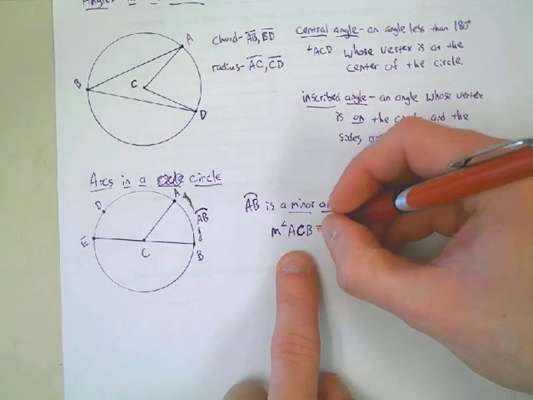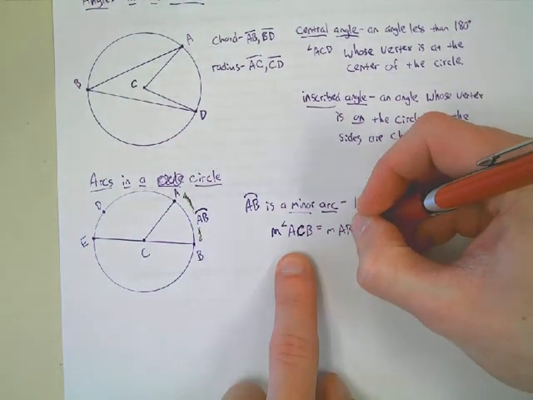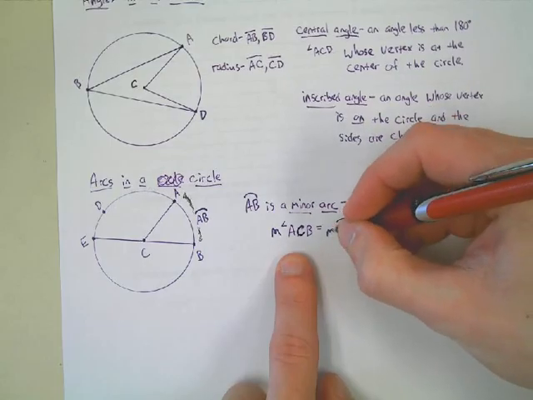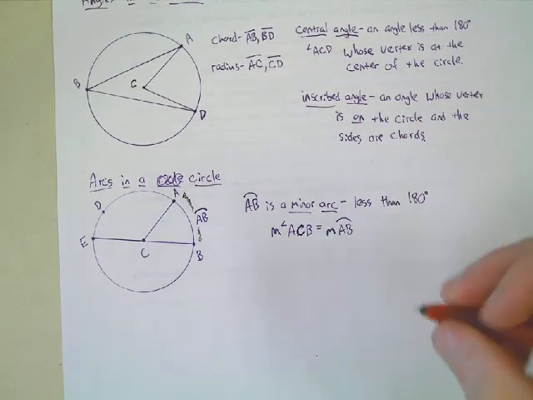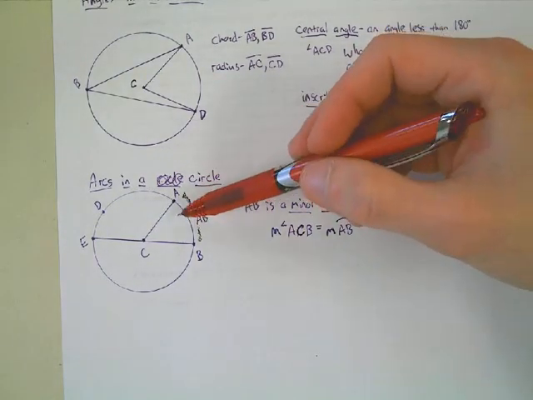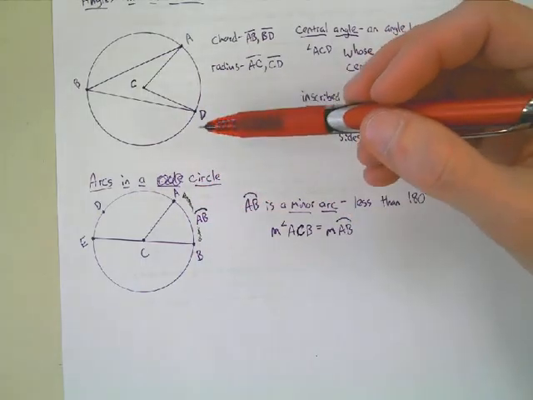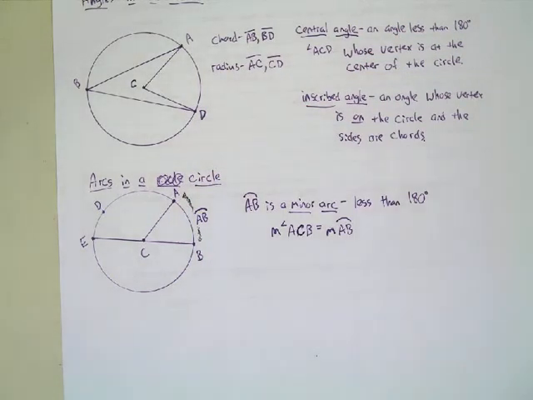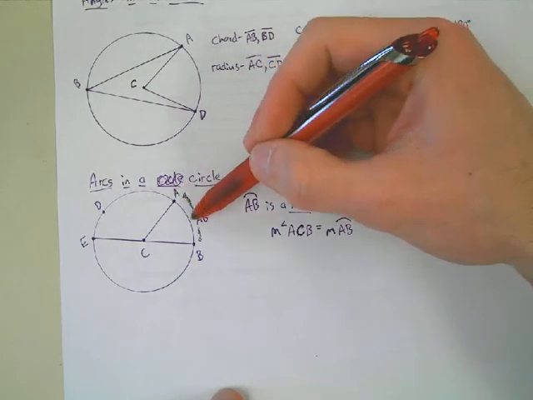The only difference is one is an angle and one is an arc. They both use degrees, though. The measure of the arc and the measure of the angle, they both use degrees. Okay? So arc AB is a minor arc. It's less than 180 degrees.